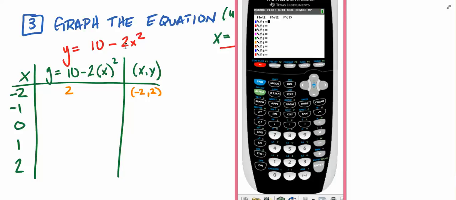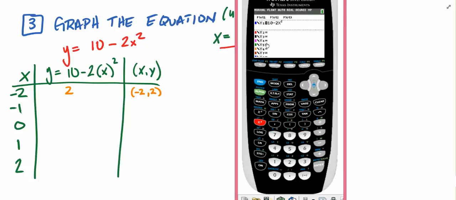We're going to go 10. We're going to use the minus sign. And then we're going to go 2. Now the x button is the variable button. It's the button that's to the right of the green alpha button. So x. And then we want to square that value. So we can actually put the five buttons down on the left-hand side. That's a squared button right there.